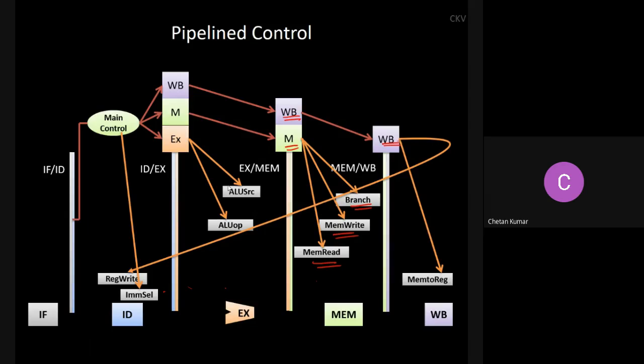So that's one more very important piece of information with respect to the pipeline control. The other things remain the same. The generation of the main control unit remains the same. The only thing is that the control signals that are required in different stages also have to be moved along with the instruction. That is what I'm trying to show here.